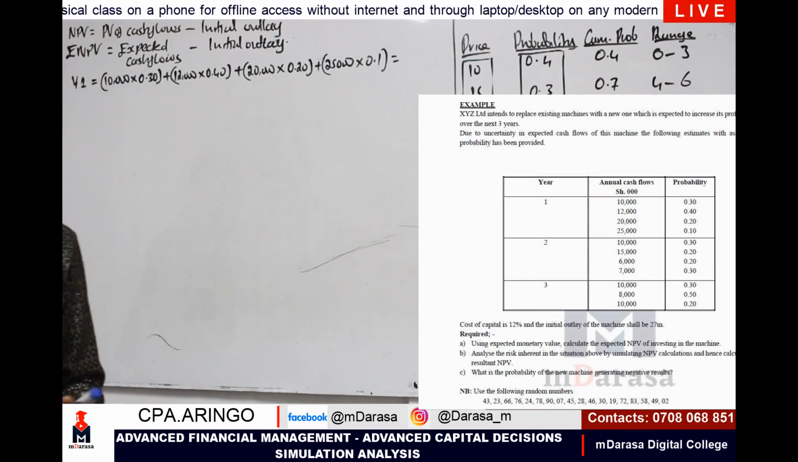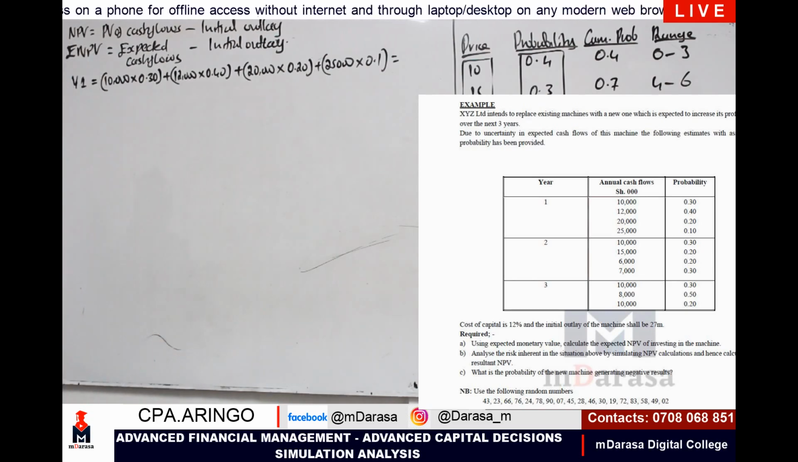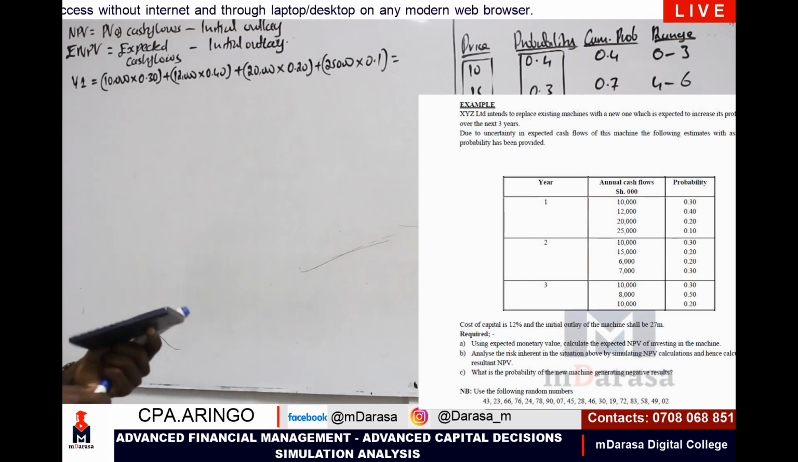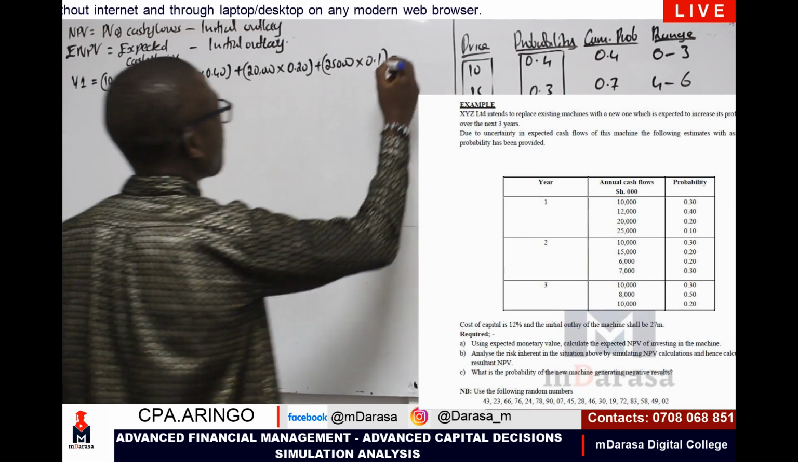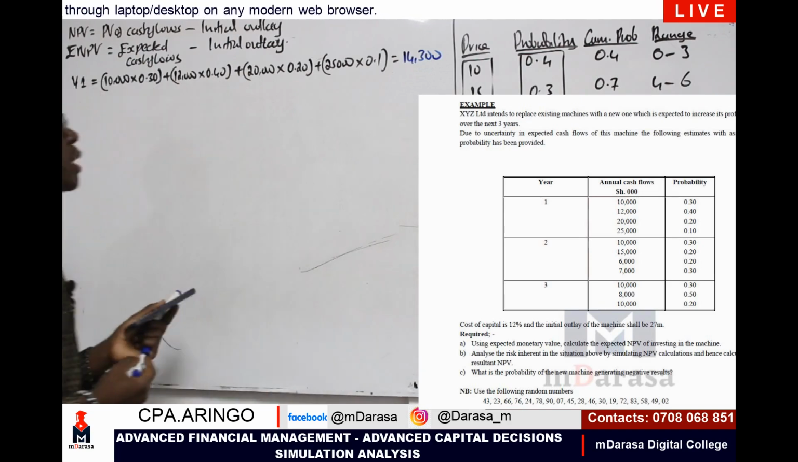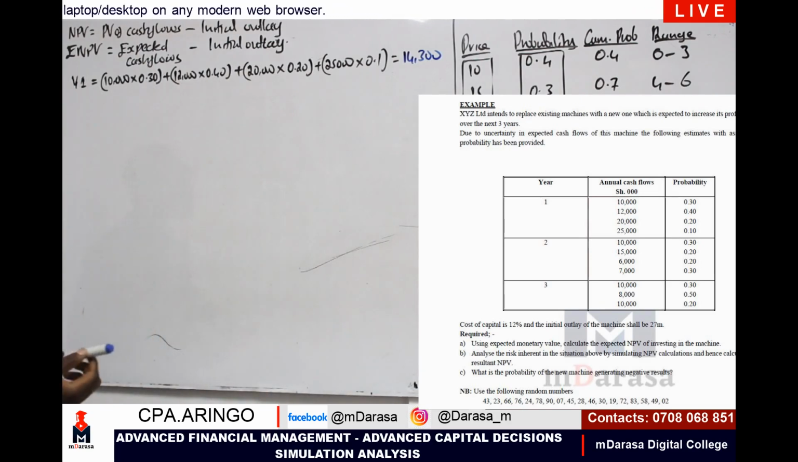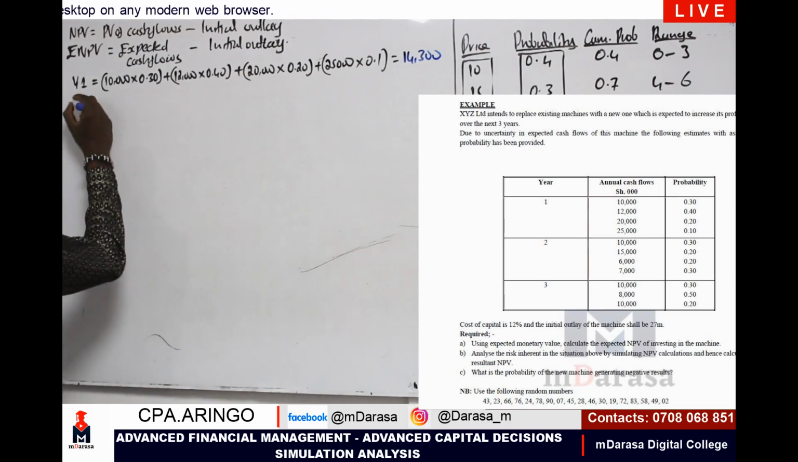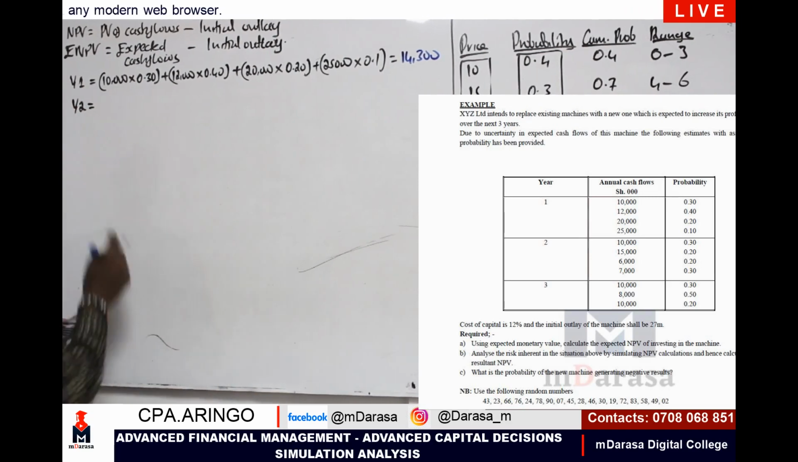So in this case, first of all, I can see that we are getting how much? 14,300. So this will be our expected cash flows. 14,300. That is year one. What about year two, my good students? The same procedure will apply year two.